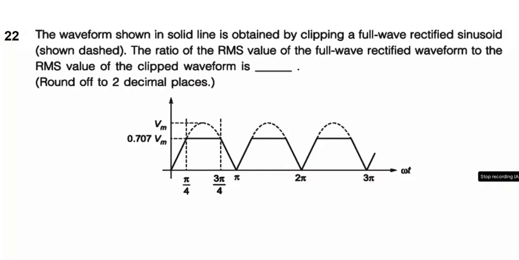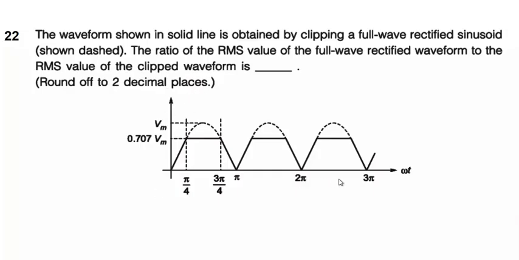Hello everyone. In this video we are going to see a problem in power electronics. The question is, the waveform shown in this solid line is obtained by clipping a full wave rectified sinusoidal shown dashed. The ratio of the RMS value of the full wave rectified waveform to the RMS value of the clipped waveform is dash. Round off to 2 decimal places.